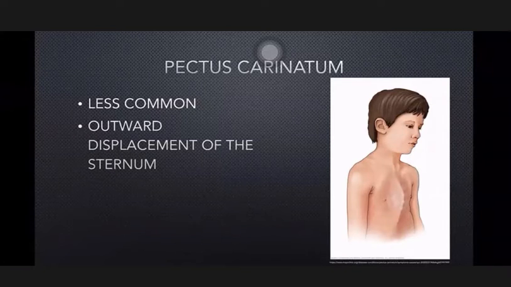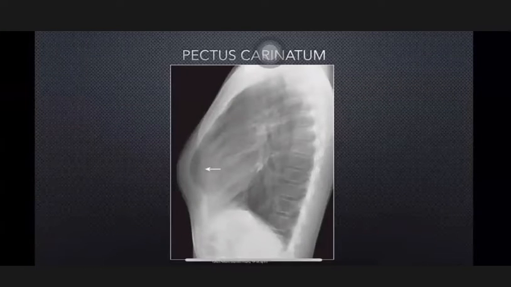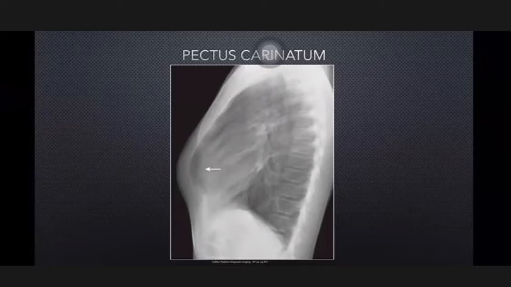So pectus carinatum is less common. It is an outward displacement of the sternum with secondary abnormal protrusion of the ribs. So this is a lateral chest radiograph, which shows an increased AP diameter of the thoracic cavity and extended retrosternal space, as shown by the arrow.